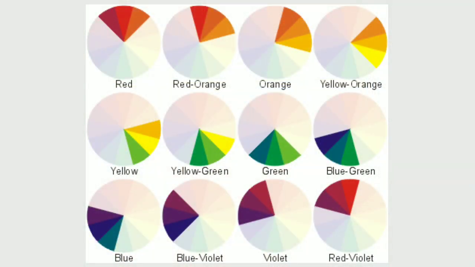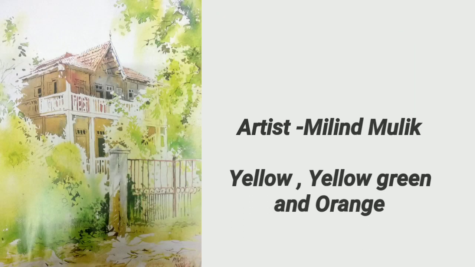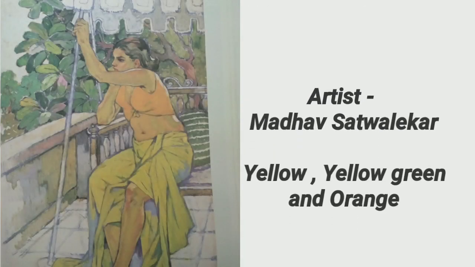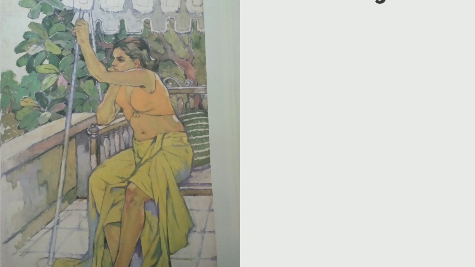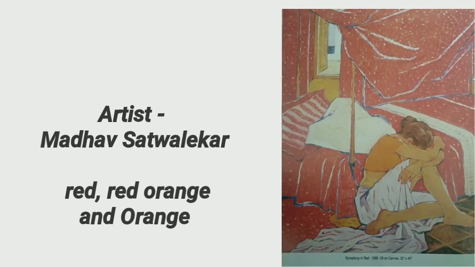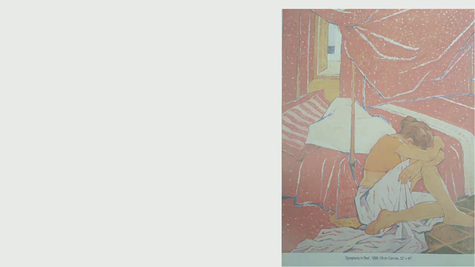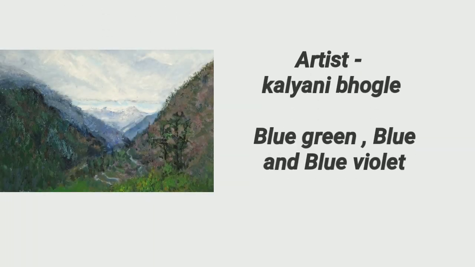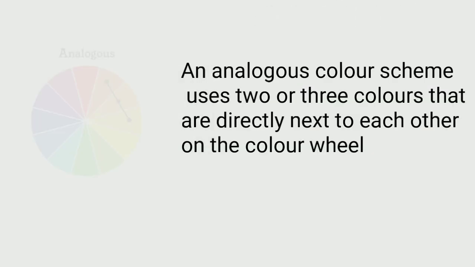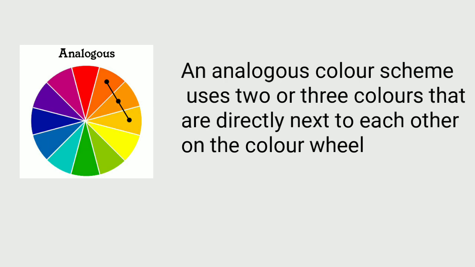Then when you see here, we can see orange, yellow, orange and yellow. These are three neighboring colors. And here blue, blue violet and violet are three neighboring colors. So these are analogous colors. Actually, we can create beautiful harmony like these paintings. See these paintings. We can create beautiful harmony with analogous colors because they are neighboring colors. Okay, so it is very easy to create harmony with the help of these analogous colors as compared to complementary colors.